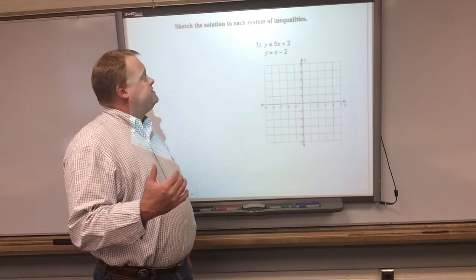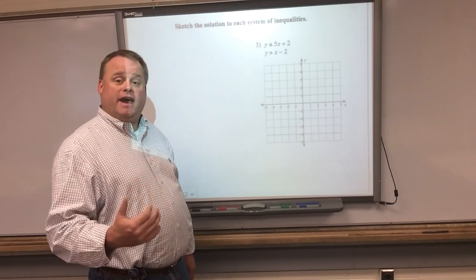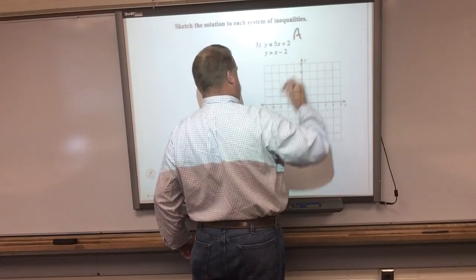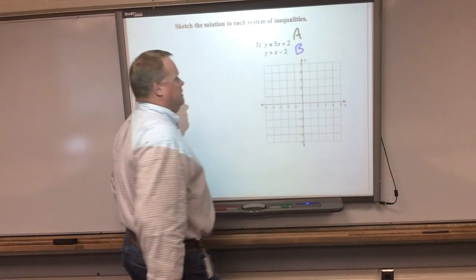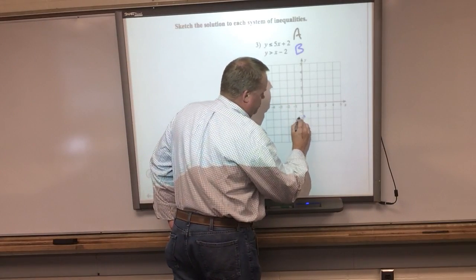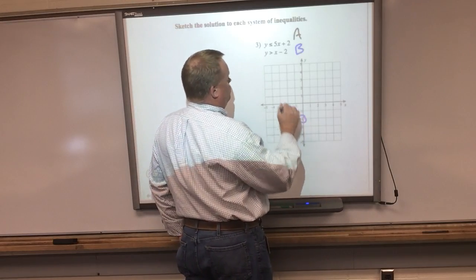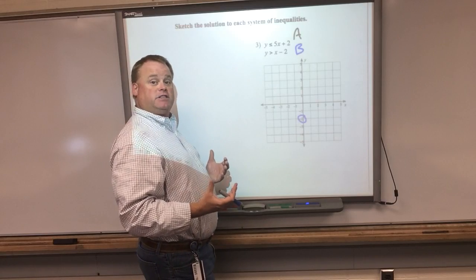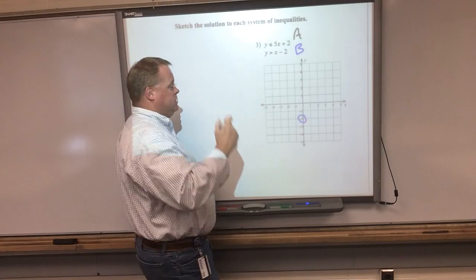Y is less than or equal to 5x plus 2. Y is greater than x minus 2. Go ahead and label them again, A and B. B, y is greater than x minus 2. Negative 2 on the y-intercept. My slope is going to be 1 over 1 because there's the 1 in front of the x. We don't write it, we just write x, but we know out in front of that x is a 1. So that's 1 over 1.